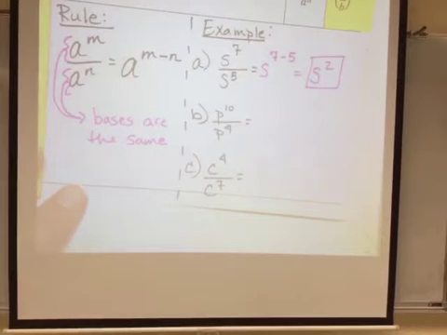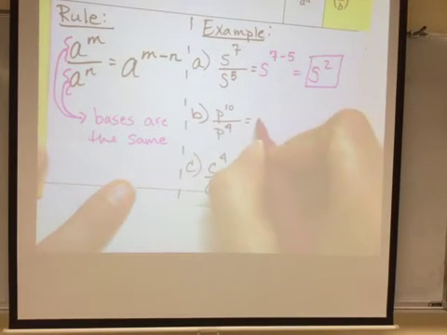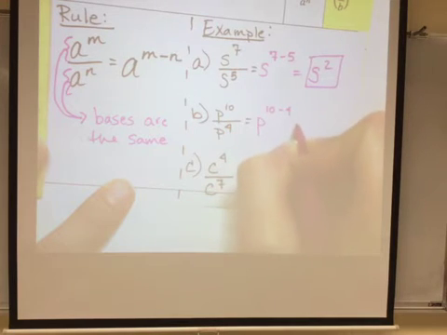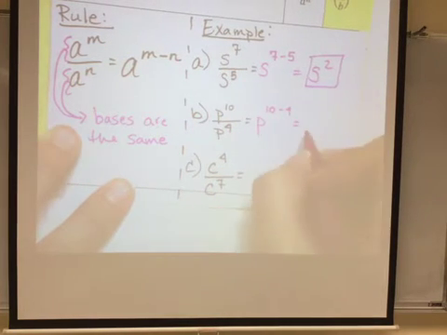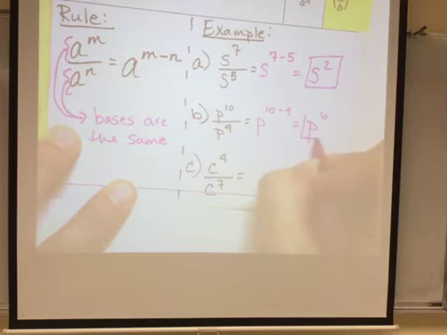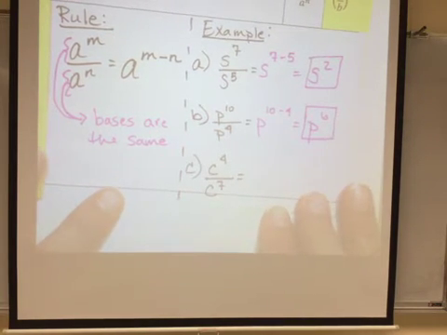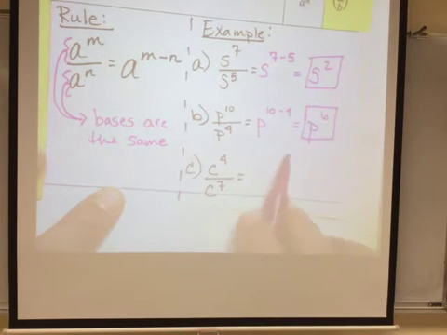All right, B. So we're going to have p to the 10 minus 4th power. What's 10 minus 4? P to the 6th. P for piece of cake. P to the 6th.